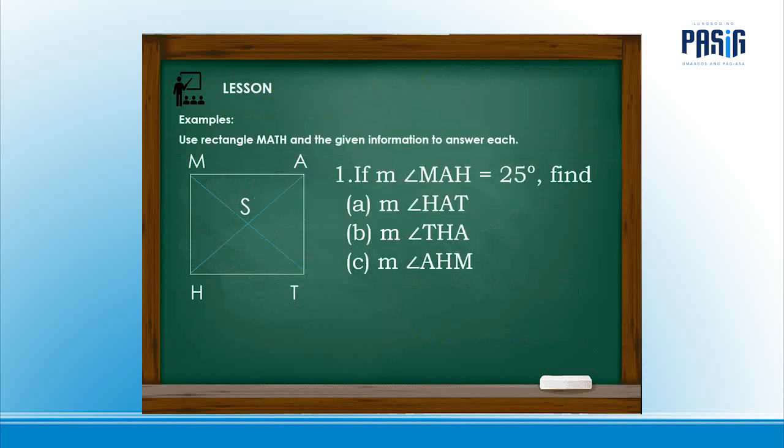Let us have examples. Use rectangle MATH and the given information to answer each. Number 1. If the measure of angle MAH is equal to 25 degrees, find the following. Letter A. Measure of angle HAT. Letter B. Measure of angle THA. And letter C. Measure of angle AHM.